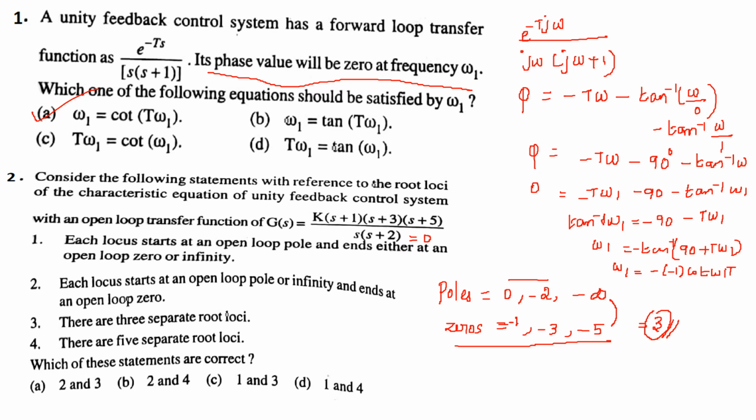See here, the first one: each root locus starts at an open loop pole and ends at either an open loop zero or infinity. Wrong. Second one: each locus starts at an open loop pole or infinity and ends at an open loop zero. This one is correct. Third: there are 3 separate root loci. That is also correct. But the fourth one, there are 5 separate root loci. That is wrong. So which one is correct? 2 and 3. Option A is the correct answer.